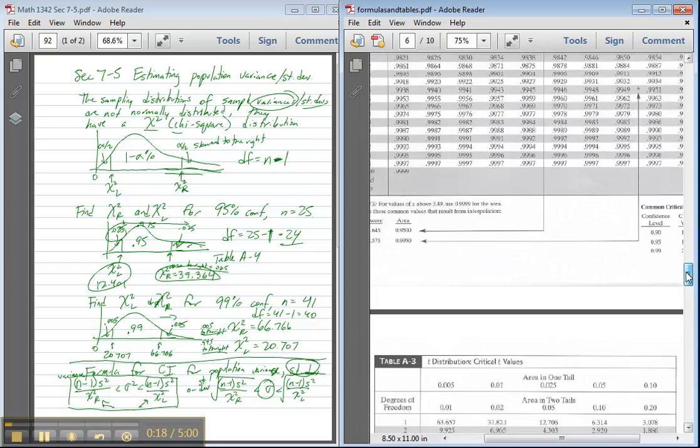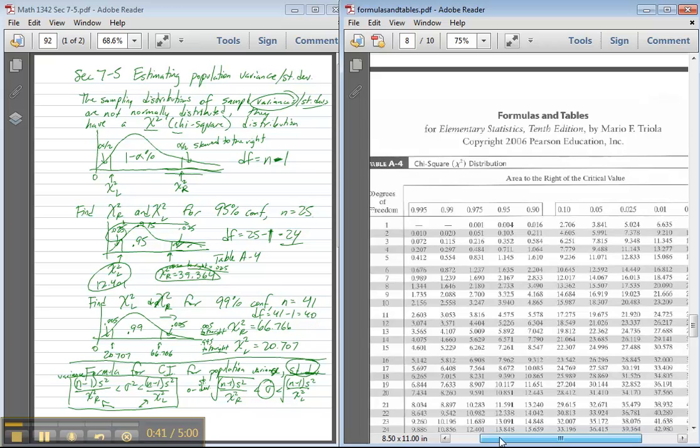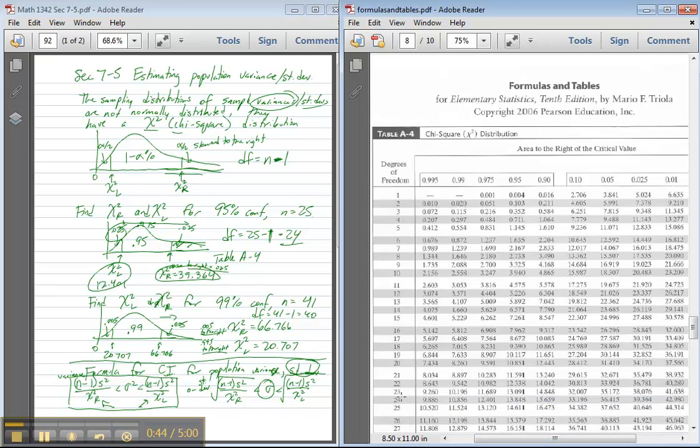And so we'll go down to the bottom of our formula tables here, right before the binomial distribution tables. It's Table A4 about the chi-squared distribution. So just a couple examples. The first one that we were looking at, 95% confidence with n equals 25. So again, our degrees of freedom, just like for the t-distribution, is n minus 1. So 24 degrees of freedom. We want to look up the row corresponding to 24 degrees of freedom down that first column.